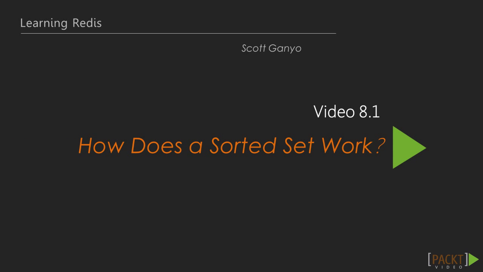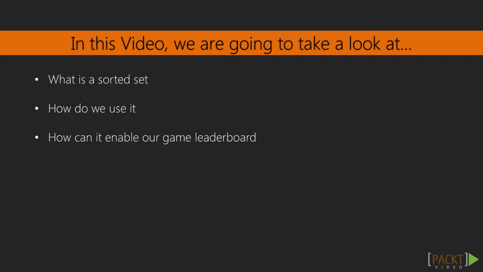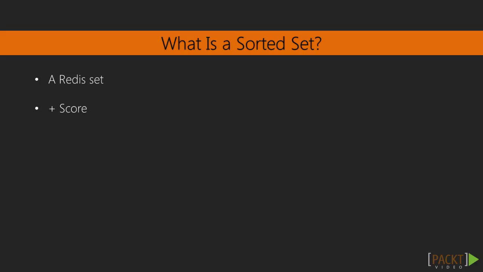Video 8.1, how does a sorted set work? In this video, we'll look at the Redis sorted set structure. I'll introduce the structure, we'll talk about how it's used, and then we'll see how it could be applied to a game leaderboard. Now, you've already been introduced to a Redis set. As we learned, a set has a few basic constraints. Its elements are strings, which are unique throughout the set, and the elements are unordered. We used this property of set to provide a randomized bag of tiles to draw from.